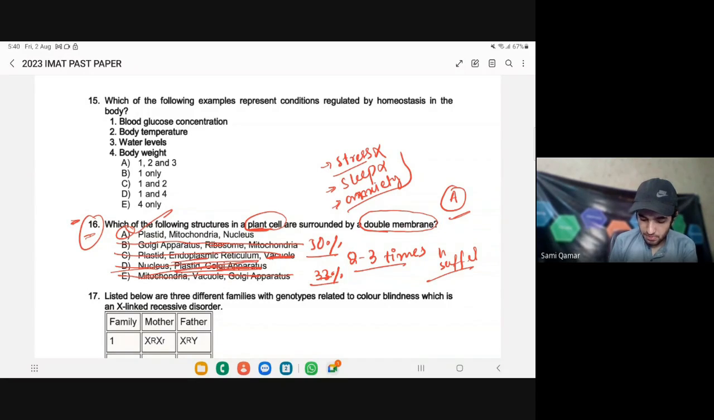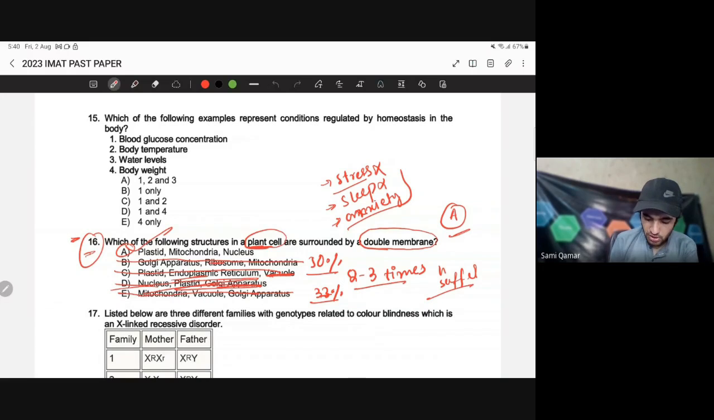Just see this. This is the 2023 IMAT past paper. They have asked which of the following structures in a plant cell are surrounded by a double membrane. See here, all the organelles are given. So this is the 2023 past paper question.